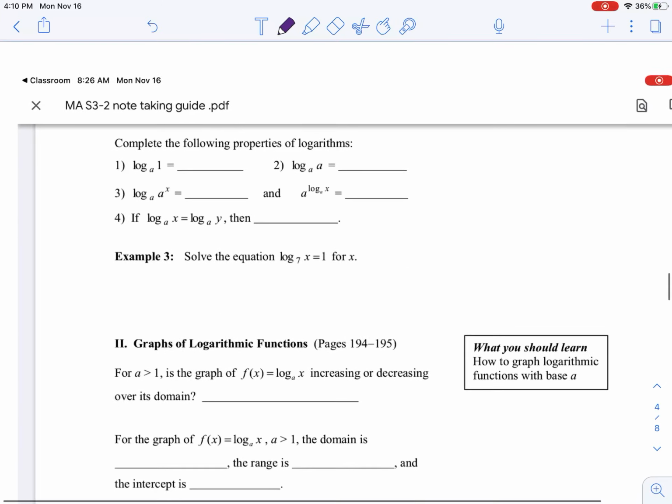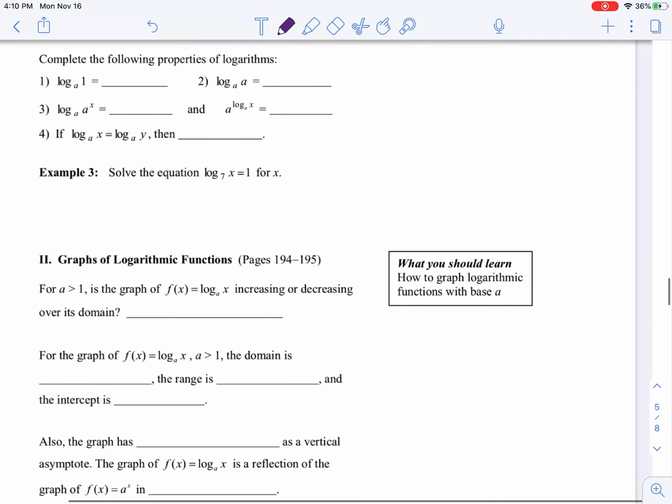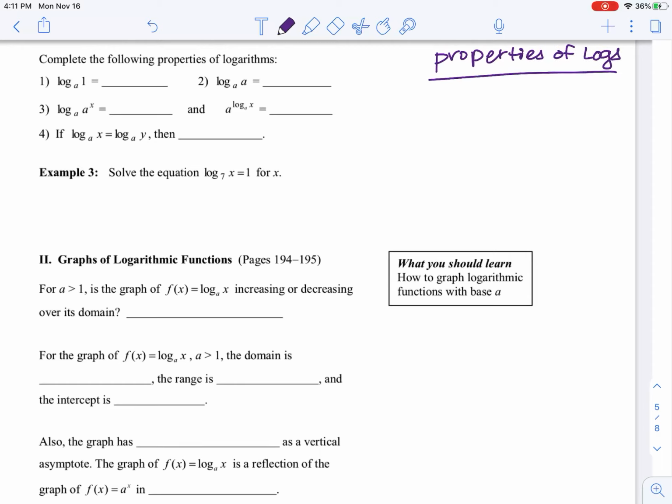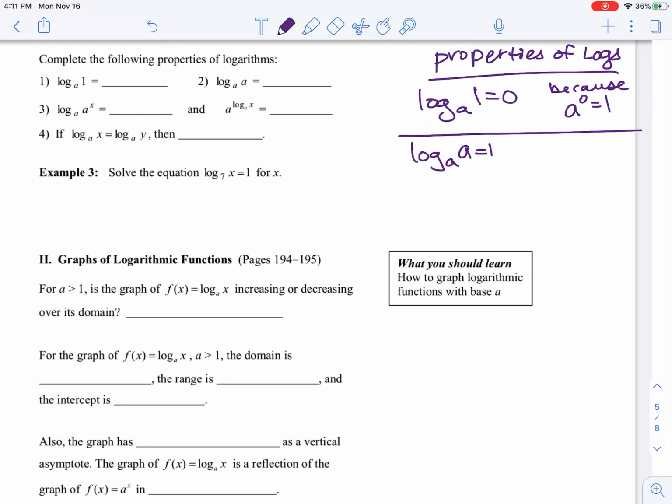All right, next one, we're going to go ahead and complete the following properties. But before we do that, we're going to write our properties of logs right here in a little chart. The first property is that log base a of 1 equals 0. And this is because if we write this in exponential form, a to the 0 is 1. Anything to the 0 is 1. Our second property is log base a of a equals 1. And this is also, if we put that in power function, because a to the 1 equals a.